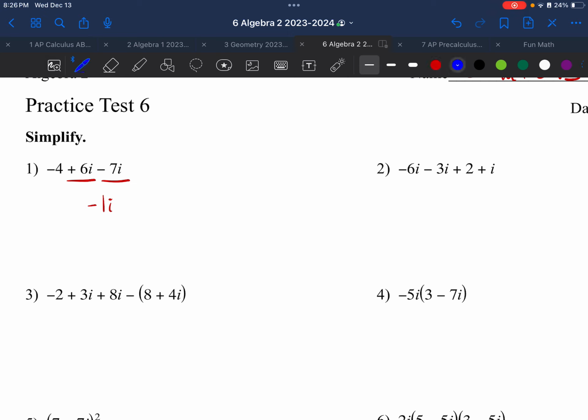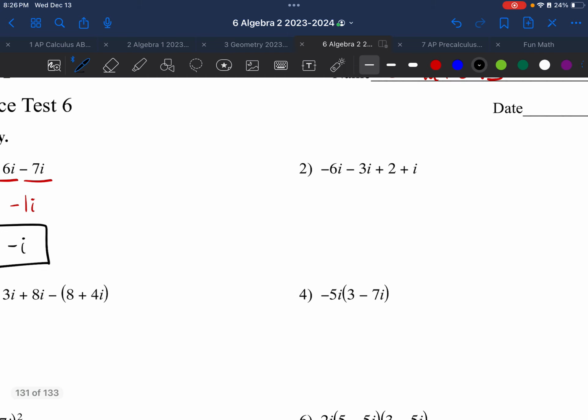And then the only thing that's left over is this minus 4. I'll put the minus 4 up front. To simplify, whenever I have a 1 in front, I'm going to call this thing a negative 4 minus i for my final answer. In number 2, for my like terms, I'm going to first look for my real terms.